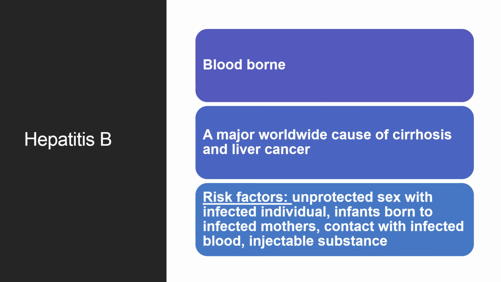Hepatitis B may become chronic, and the available vaccination is 90 to 95% effective in healthy individuals. It is included as part of childhood vaccination.